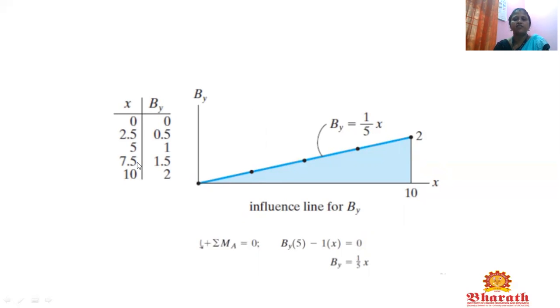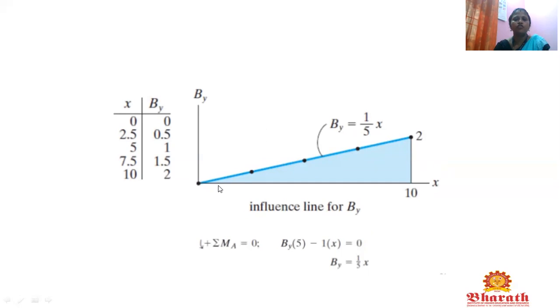Next, when x is equal to 7.5, what is the reaction at BY? 1 by 5 into 7.5, we got 1.5. Next, when x is equal to 10, what is BY? BY is equal to 1 by 5 into 10. So we got 2. So we have to plot the diagram, that is the influence line diagram.